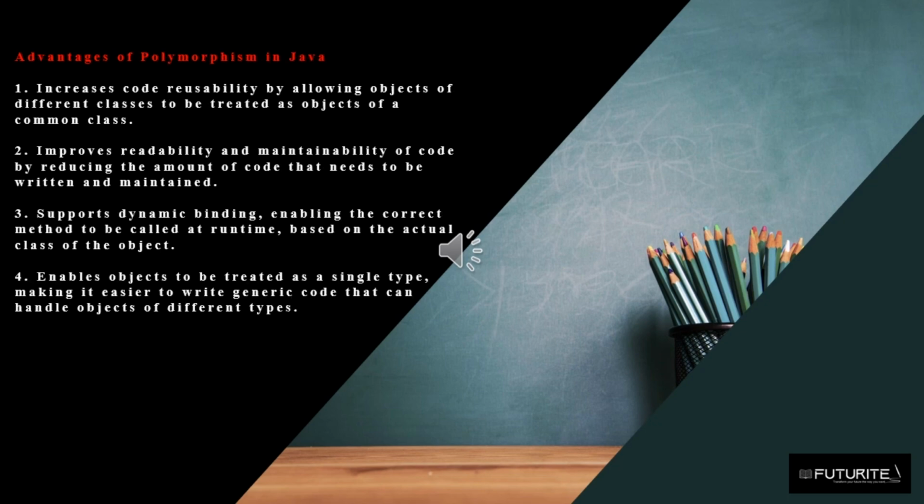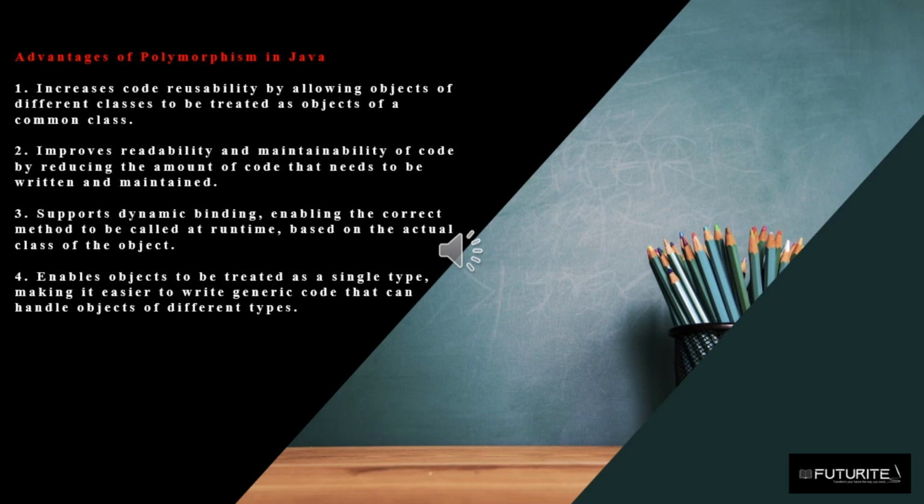So what are the advantages of polymorphism? Increases code reusability by allowing objects of different classes to be treated as objects of a common class. Now it allows, like you have two classes of two different objects. So you can use any of the objects and call any of the methods, because the method names can be the same in the different classes. So the code you can reuse again and again. Improves readability and maintainability of code by reducing the amount of code that needs to be written and maintained, because polymorphism means one having many forms, right? So the code need not be written again and again.